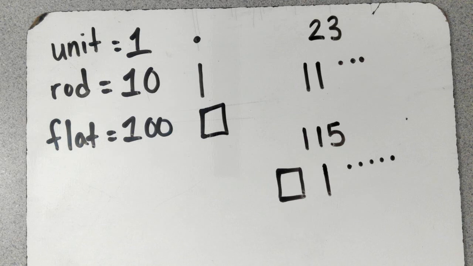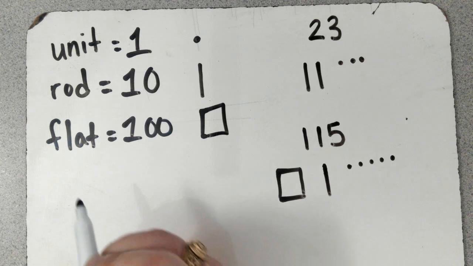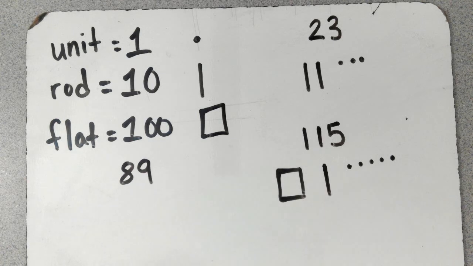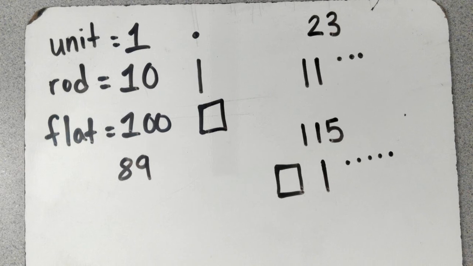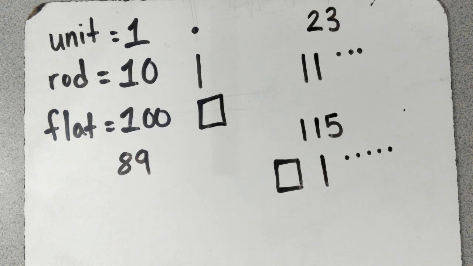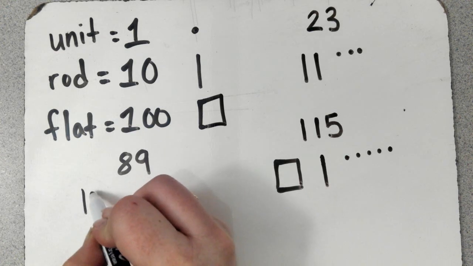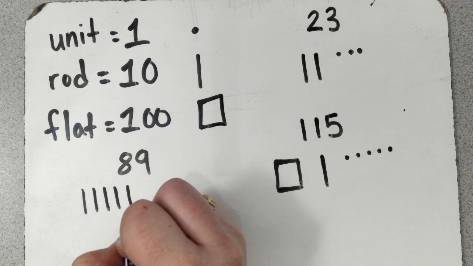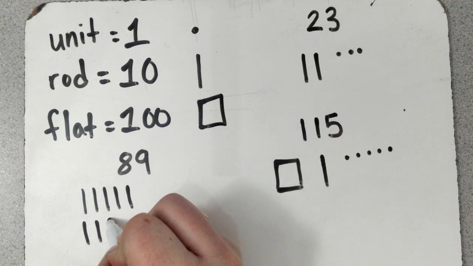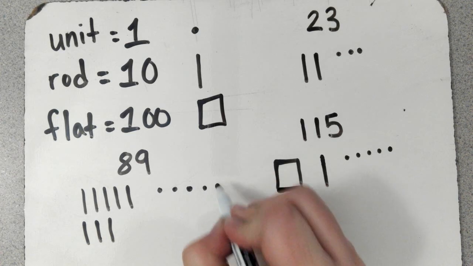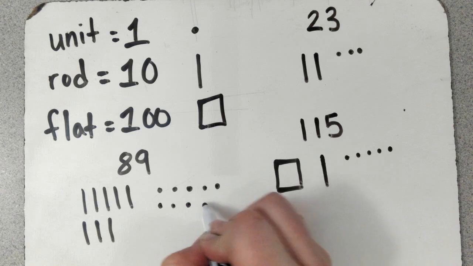Now, I do want to show you one other thing. I'll draw, let's do 89. And this has to do with how kids organize their drawings. I prefer kids to organize their drawings to look like tens frames. And what that means is 5 across. So 10, 20, 30, 40, 50, 60, 70, 80. And then 1, 2, 3, 4, 5, 6, 7, 8, 9.